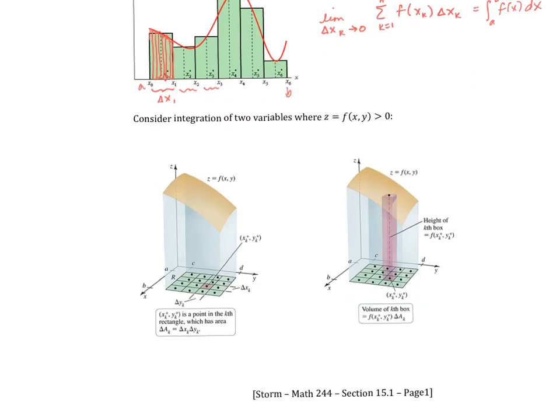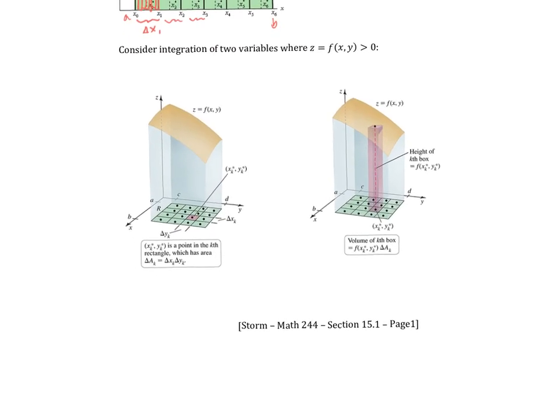Same idea when you're looking at three-dimensional space. You're going to have some region in the xy plane that will give you an area. So there's going to be a delta x, a distance in the direction of the x-axis, and a delta y, a distance in the direction of the y-axis. When you multiply those two lengths, what you get is this area. And this would be our delta A.